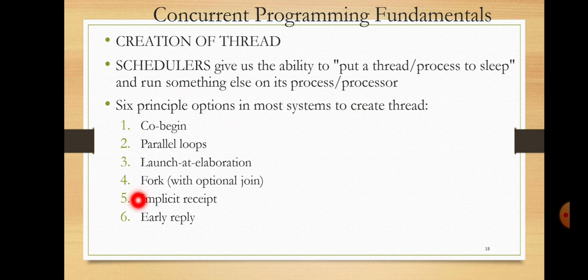So these are the 6 different options for creating a thread in a system. Thread can be created in a system using any of these 6 options. The options are co-begin, parallel loops, launch at elaboration, fork, implicit receipt, and early reply. So we may go through each of them.